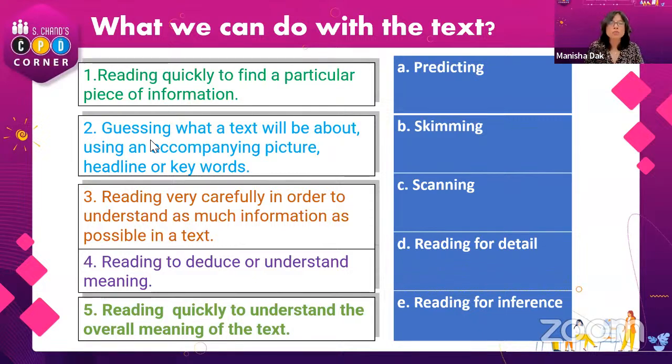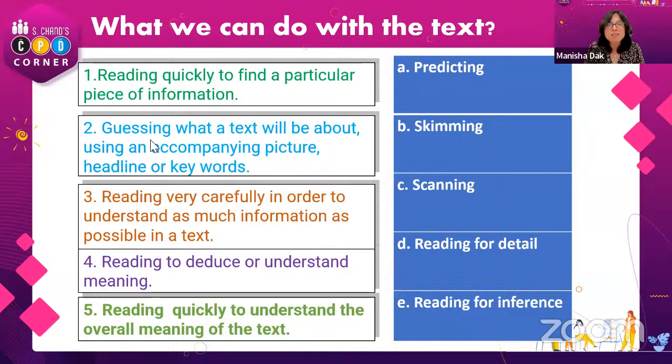Number 4, reading to deduce or understand meaning. No, it's not B. Yeah, some of you have already given the correct answer. It's definitely not B. But it says reading to deduce or understand meaning. So in order to deduce meaning, you can't read quickly to understand the overall idea. You have to pay close attention to the words and the structure. That's right. Reading for inference. 4 is E, because you have to read between the lines to be able to deduce meaning.